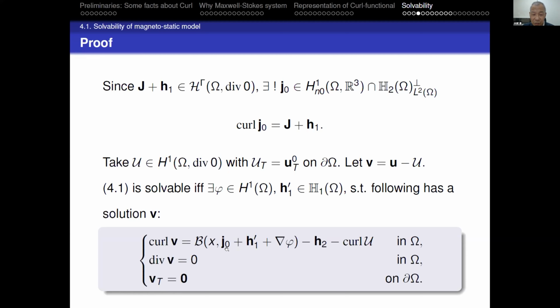To make this equation solvable, actually you need the right side to belong to the image of Q. First, it must be divergence free. And second, it must be orthogonal to H2 or H1, depending on your choice. And here, phi is unknown, so you try to find some phi to make this right side belong to the image of Q.